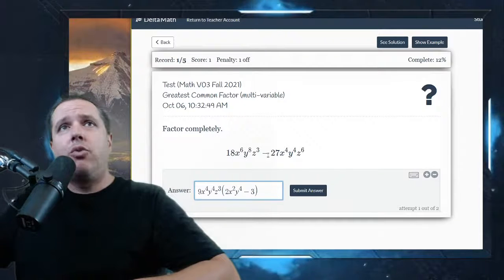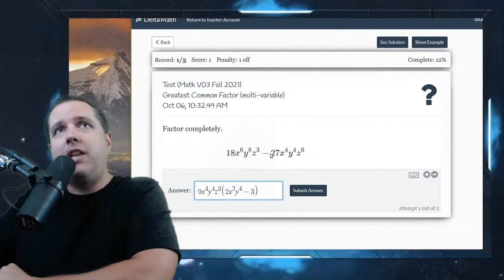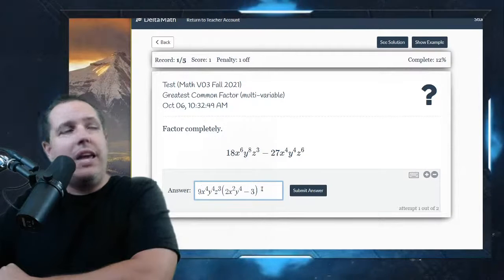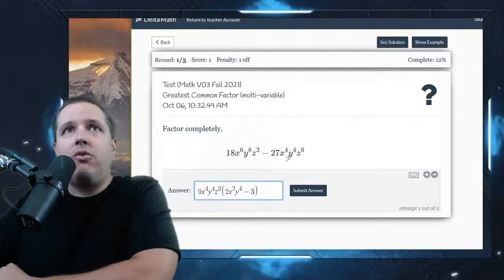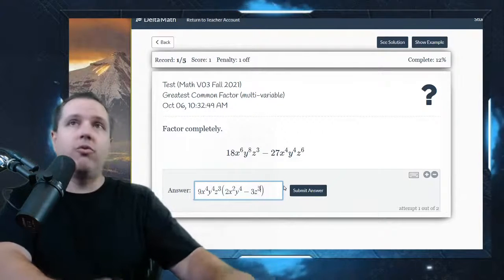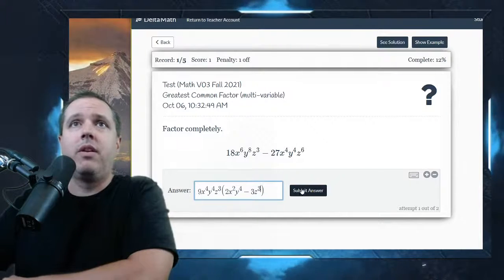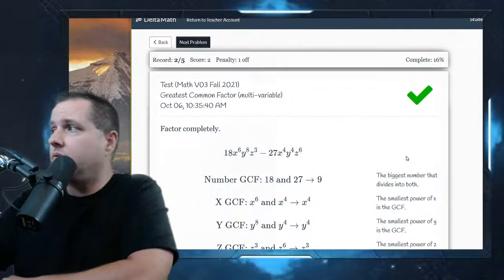So where were we? 27 divided by 9 is 3. Watch those signs, right? Because negative 27 divided by 9 should be negative 3. All right, the x's were all divided out. The y's were all divided out. It looks like we're left with 3 z's still. And there we go. We got it.